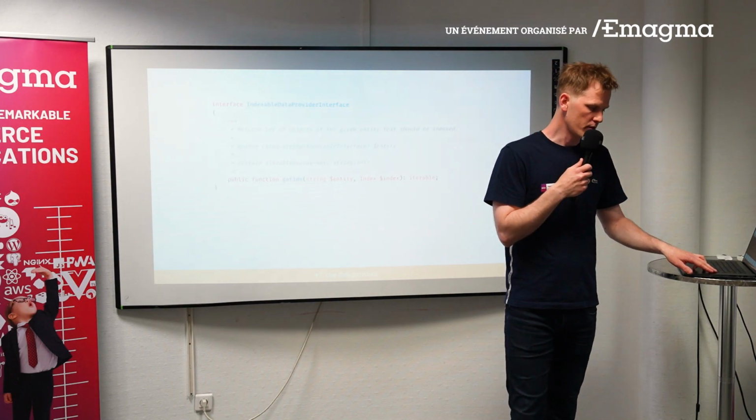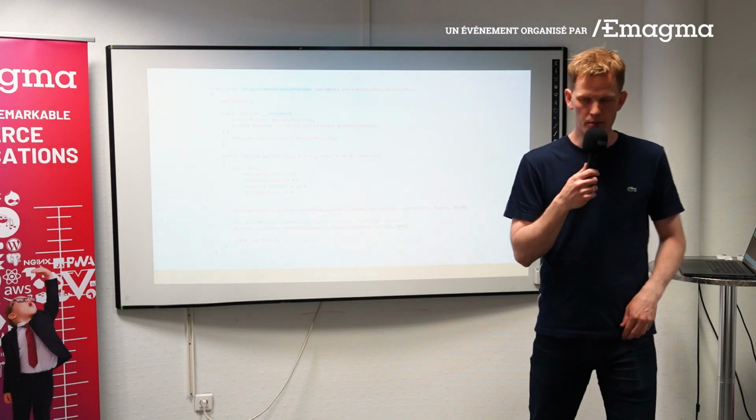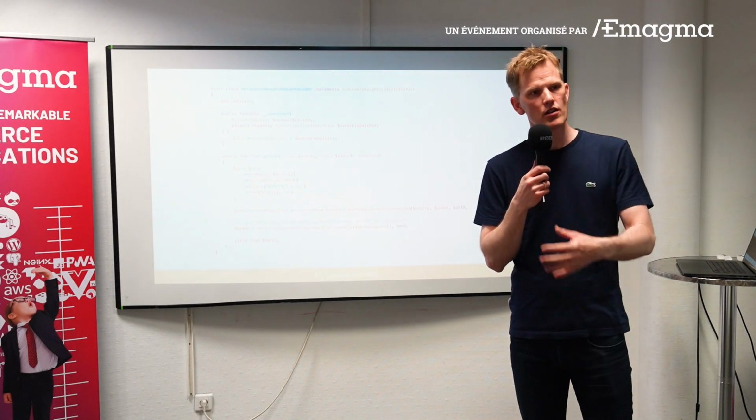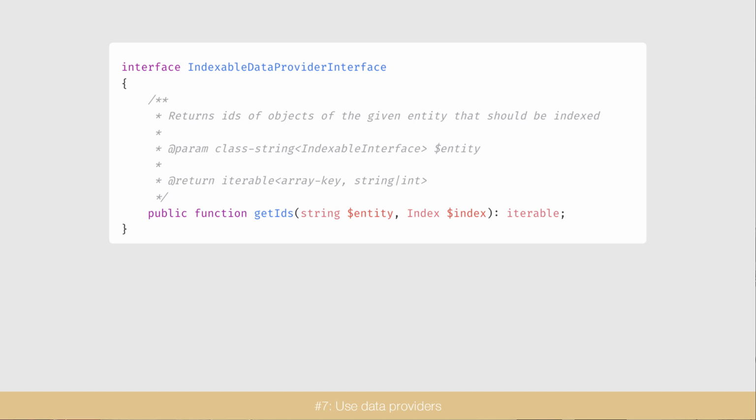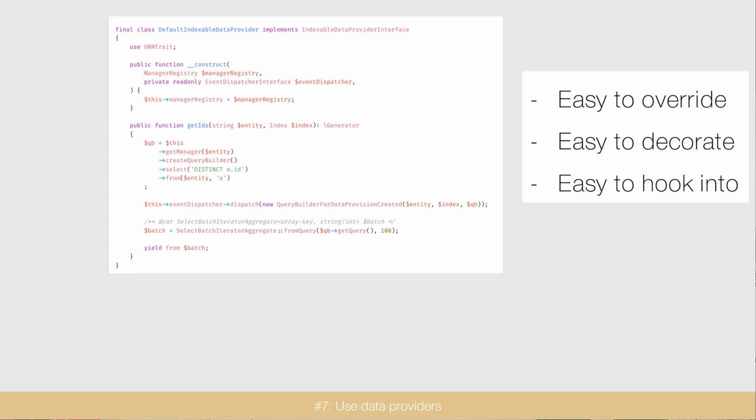This is an example from the Mail Search plugin. So this also comes out of the box. You have the interface that tells you what I need. There'll be a default implementation that actually gives me what I need. If you need to do something else, you can easily decorate this. You can hook into the flow because there's an event that's being dispatched. Also, if you want to override it, it's very easy. Just implement the interface.